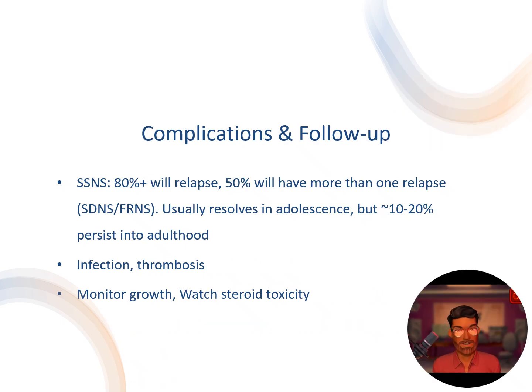What are some of the complications on the follow-up? Well, we mentioned steroid-sensitive nephrotic syndrome will respond to steroids. What a lot of residents are not aware of is that 80+% of them will have at least one relapse, and 50% of those will have even more than one relapse, putting them into the steroid-dependent or frequently relapsing category. Typically, minimal change disease resolves in adolescence, but 10 to 20% persists into adulthood. Some of the complications, which we'll look at on the next slide: infections and thrombosis, and of course, if they're on frequent courses of steroids, we have to monitor for growth as well as steroid toxicity.